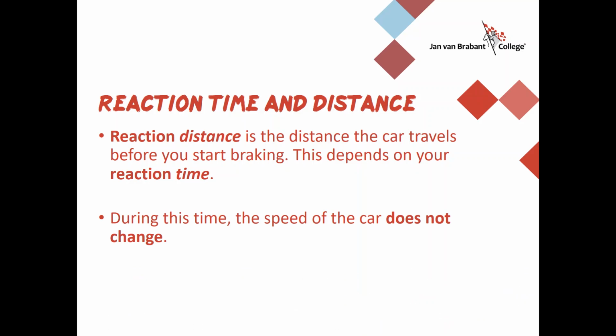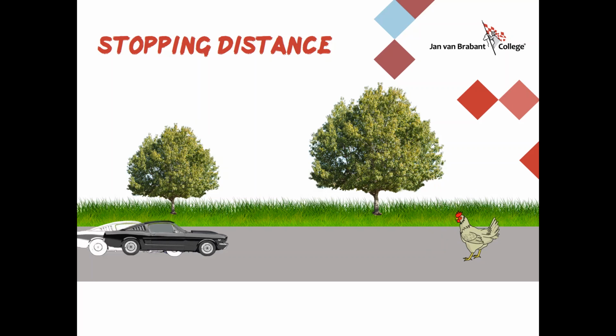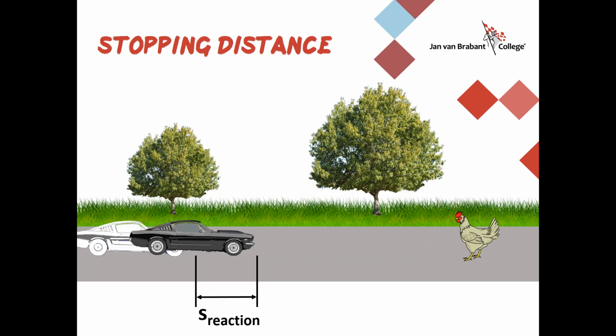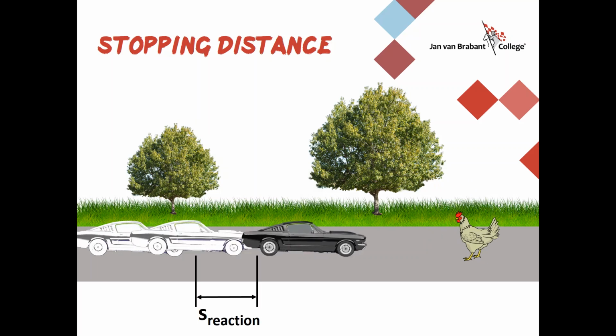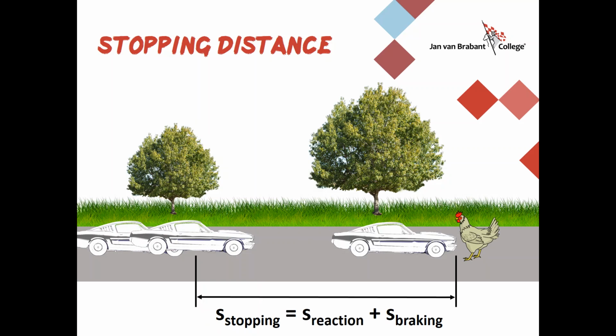Let's take a look at an example. So, imagine driving your car when all of a sudden there's a chicken in the road. Again, during the time it takes to react, your car will travel a certain distance. And this is called the reaction distance. Then, you start braking and your car will come to a stop. And this distance is called the braking distance. The total distance is called the stopping distance, which in this case is the sum of the reaction distance and the braking distance.